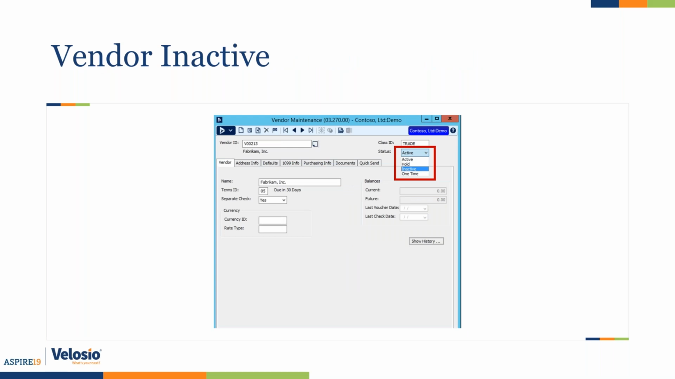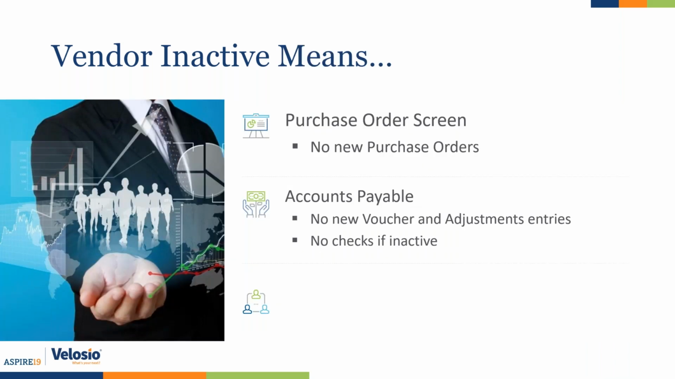Now the next thing is around making a vendor inactive. For some reason, customers have been able to be inactive for as long as we can remember. We had the ability to make a vendor on hold, but it had different ramifications. So we said, okay, if we've got customer inactive, let's go ahead and make vendor inactive. So what does that mean? If a vendor is inactive, it means no new purchase orders can be created for that vendor. It also means no new voucher adjustment entries can be made and no checks can be cut.